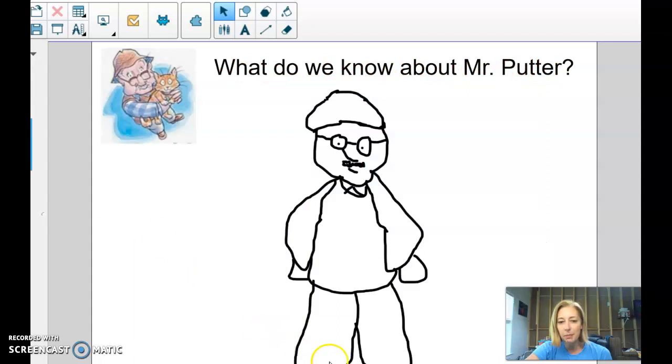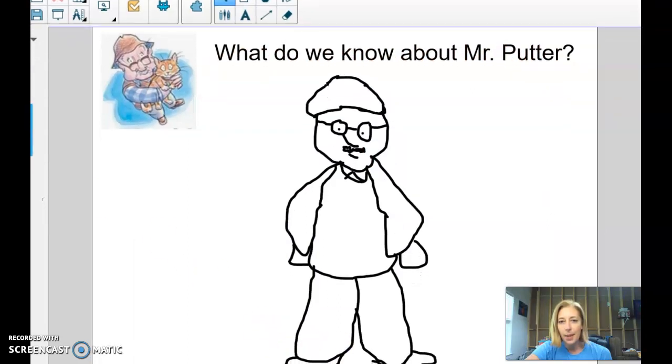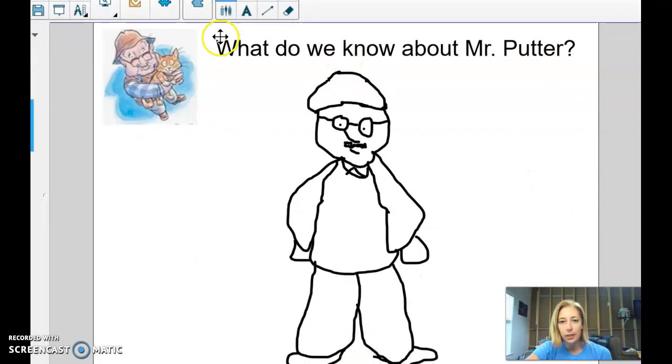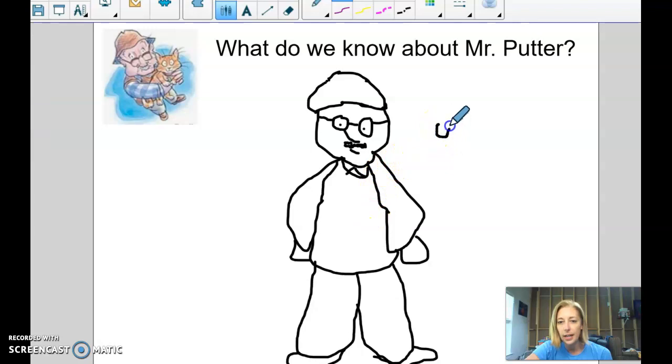Here's my best Mr. Putter. And I want you to draw your best Mr. Putter. And then you're going to write some words that describe him. It could be what he looks like on the outside. You might write old or young. It's kind of hard to use this pen. And then you can talk about what he is like on the inside. Maybe he's nice, maybe he's mean. And just write a few words that describe him as a character.